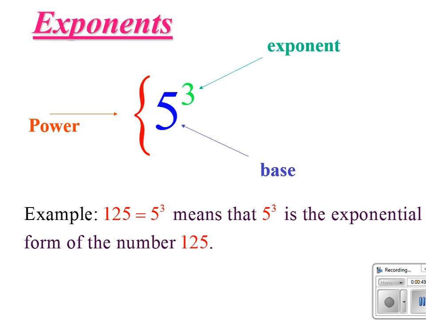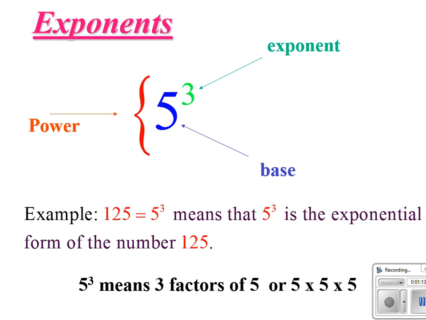We know that 5 to the third means 125. I mean, that's what it evaluates to, okay? 5 to the third is the exponential form of the number 125. But what we need to know is what does it really mean to be 5 to the third power? Well, 5 to the third power means you have 3 factors of 5, or 5 times 5 times 5. Okay, so the exponent tells you how many factors you have of the base.